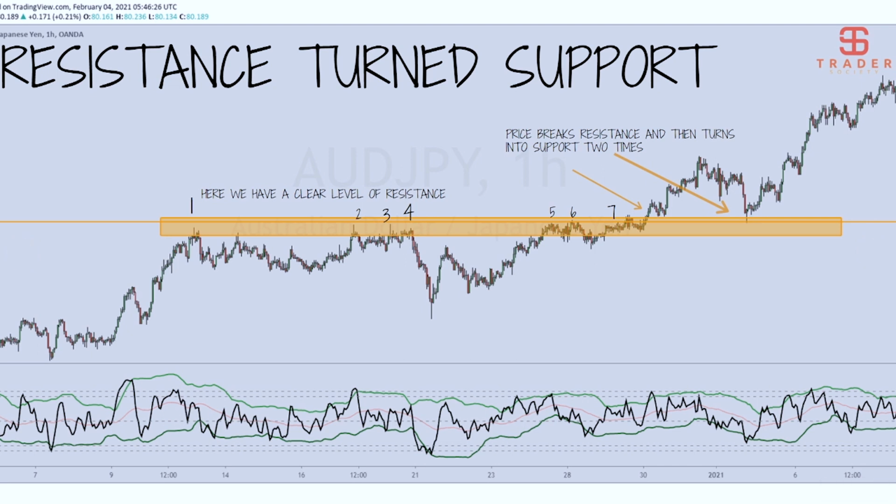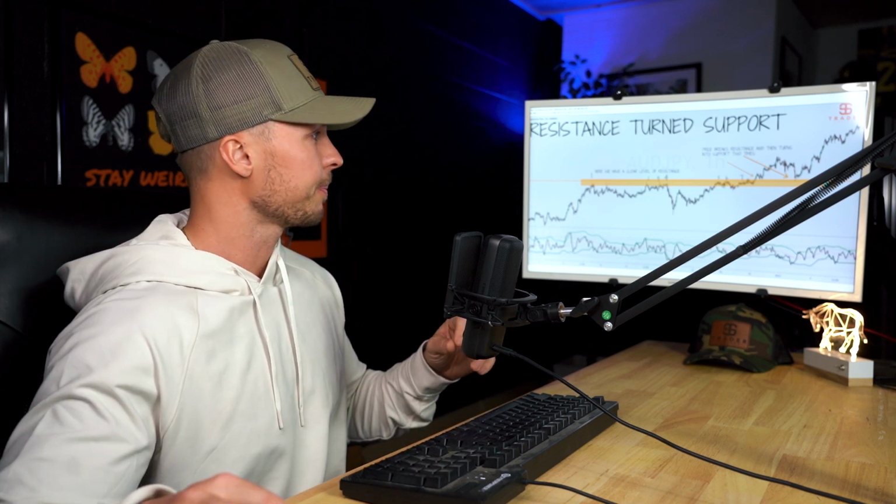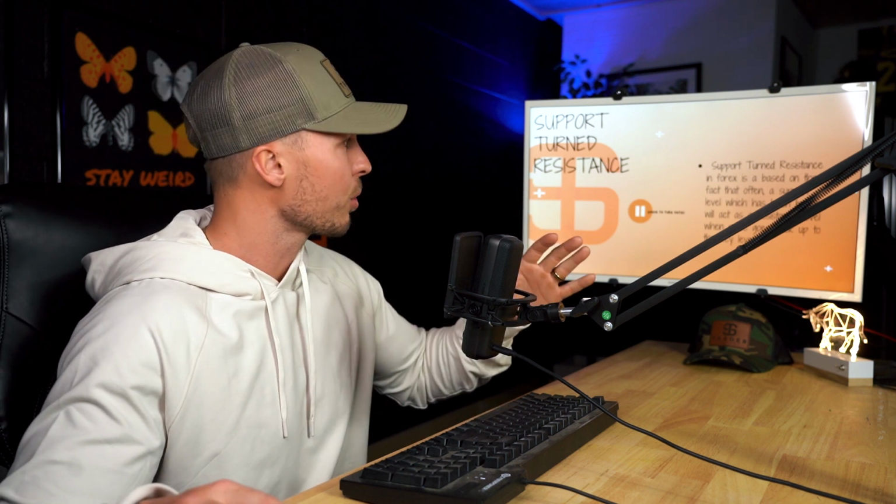So that's very important. And I mean, that's how I base a ton of my trades off of. Resistance turns support, support turns resistance off specific key levels, with all the other confluences that are going on in the market. Okay, so now opposite of resistance turned support, we have support turned resistance.